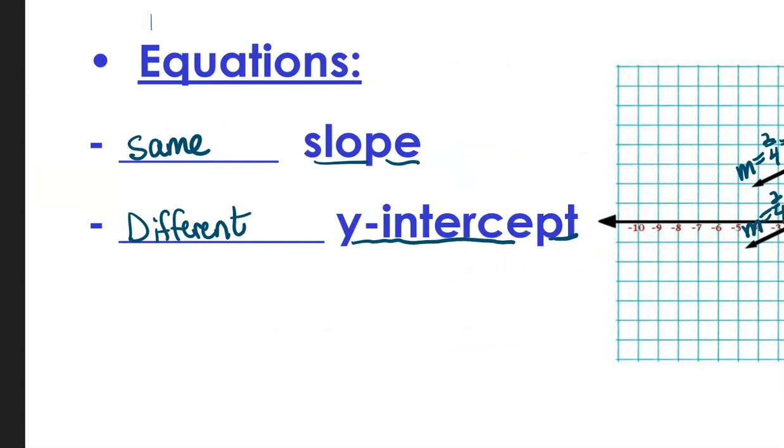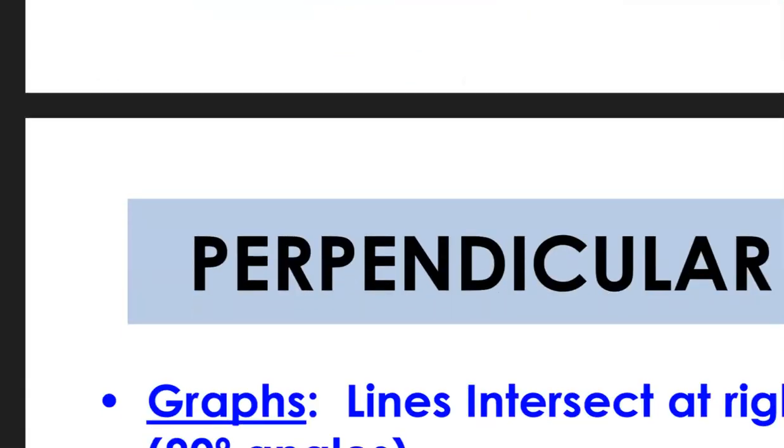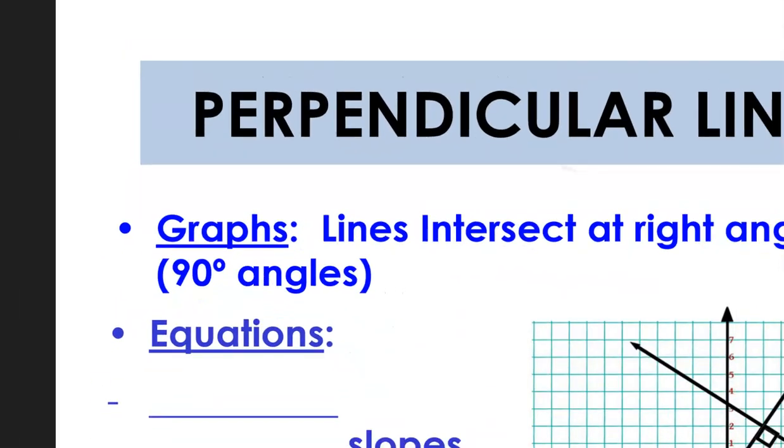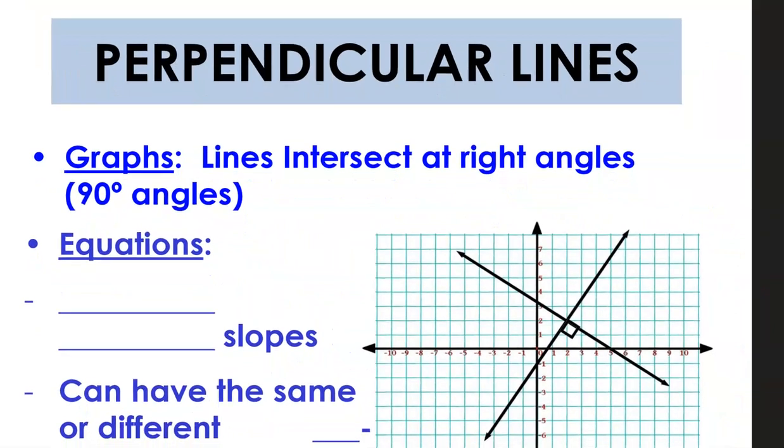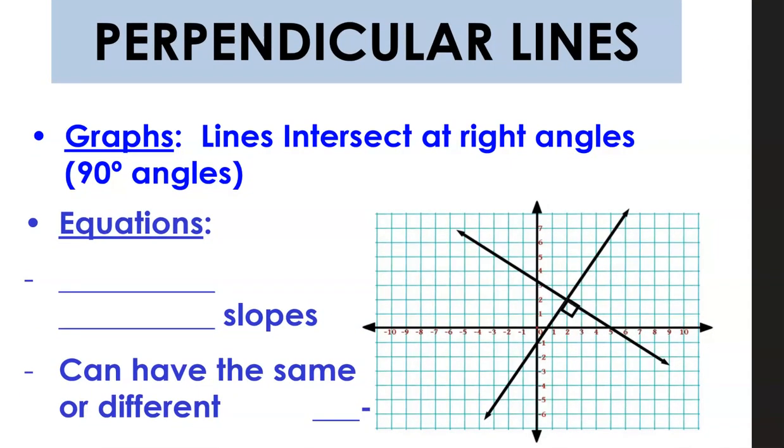All right, let's take a quick look at perpendicular lines. Let's define that first. These are lines that intersect at right angles. And that's what perpendicular means. It's when two things come together to intersect at a 90-degree angle.